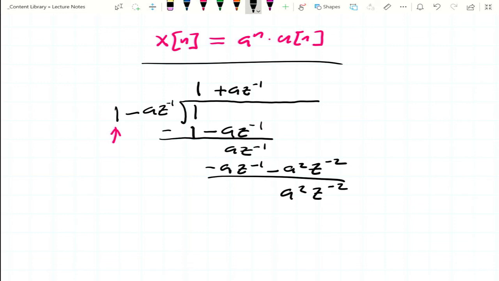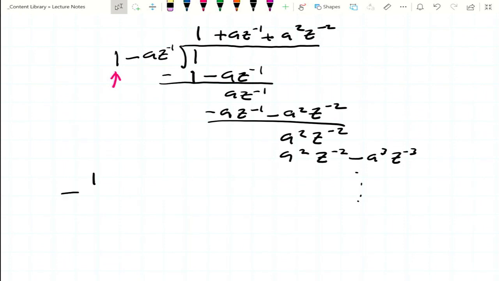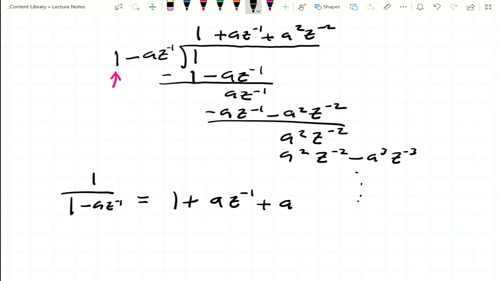And then we'll do what? We'll do plus a squared z to the negative 2. And we're just going to do this division forever and ever and ever, right? So what would this be? This would be minus a cubed z to the negative 3. So on and so forth. So we can see that 1 over 1 minus a z to the negative 1 is equal to 1 plus a z to the negative 1 plus a squared z to the negative 2 plus a cubed times z to the negative 3.